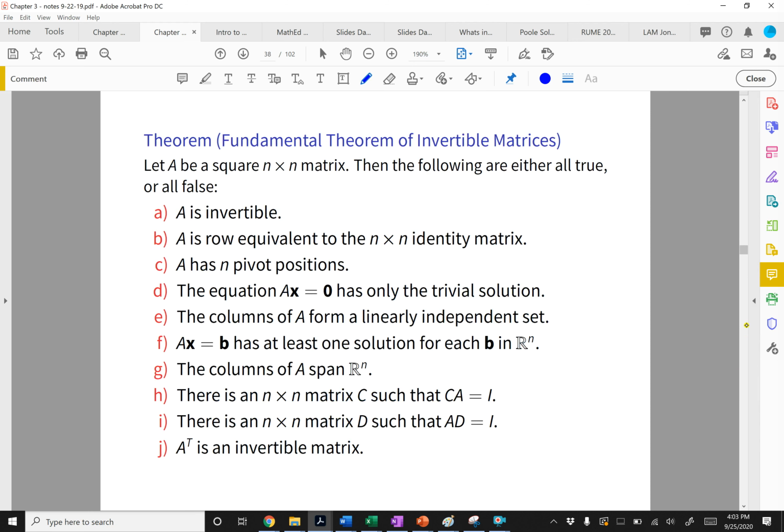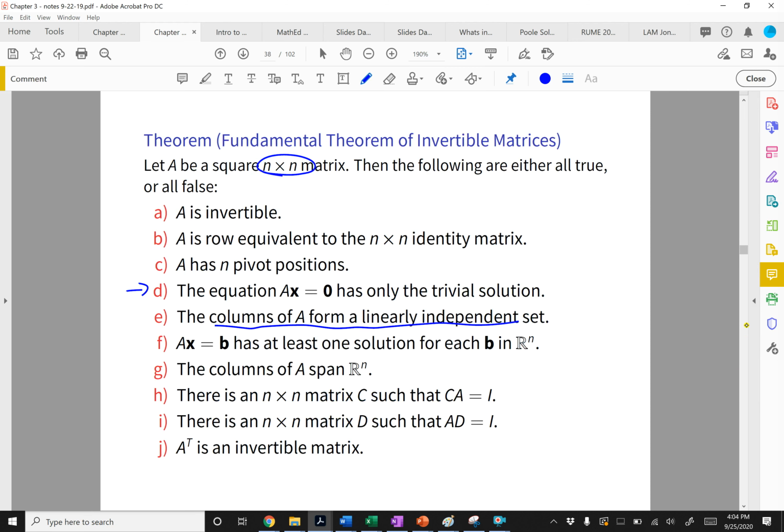When we say A is an invertible matrix, there are lots of ways for us to know if it's invertible or not. All of these things are equivalent. So A is invertible. That's the same thing as saying A is row equivalent to the n by n identity matrix, so the reduced row echelon form is the identity matrix. A has n pivot positions because it's an n by n matrix. The equation AX equals 0 has only the trivial solution. And if that has only the trivial solution, then the columns of A form a linearly independent set.